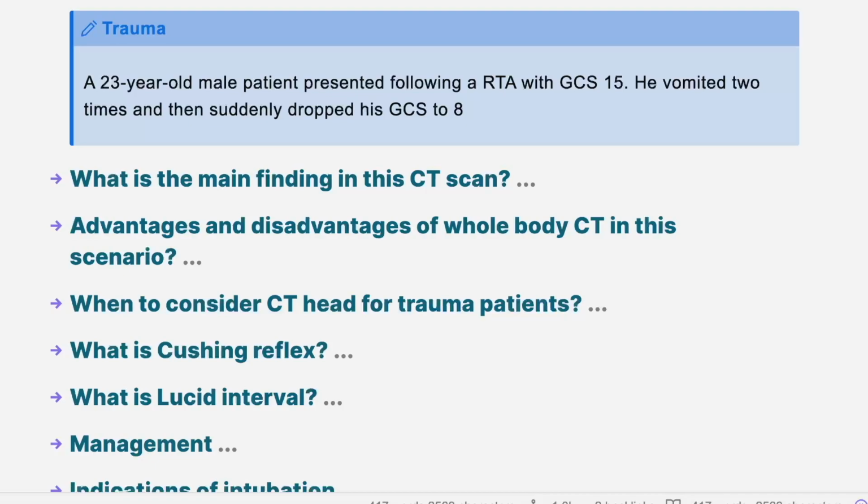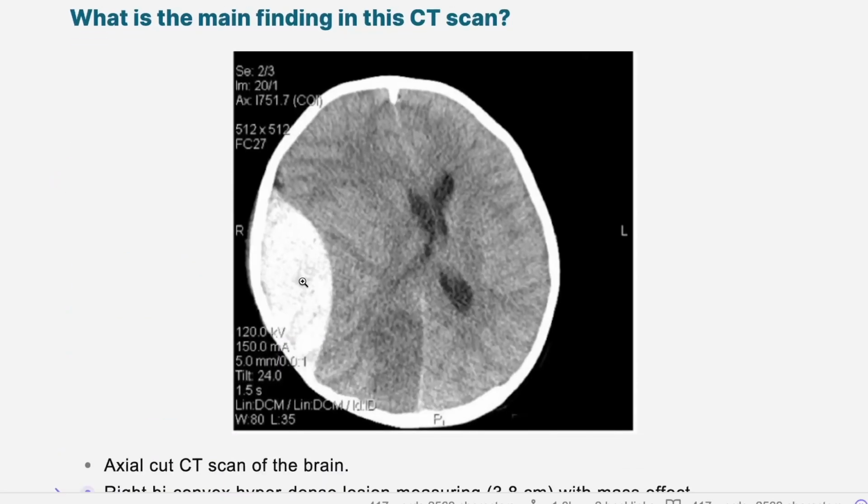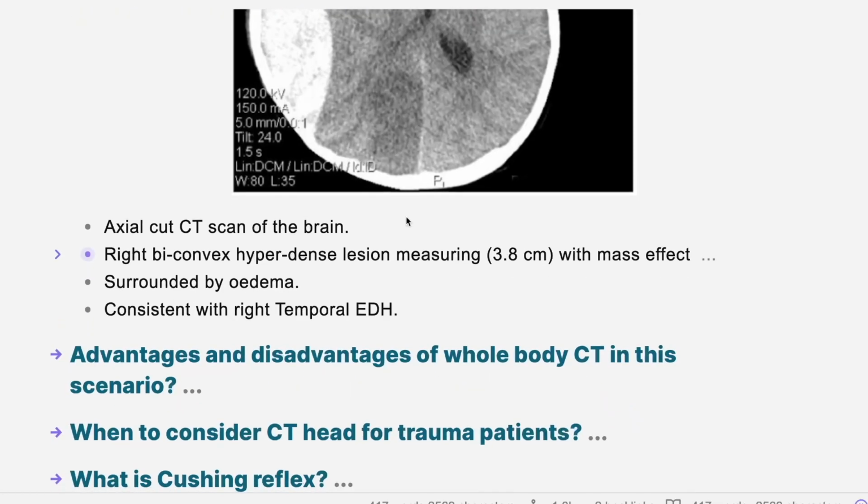A 23-year-old male patient presented following a road traffic accident with GCS of 15. The patient has vomited 2 times and then suddenly dropped GCS to 8. What's the main finding of the following CT scan? As you can see here, there is a biconvex, hyperdense right temporal lesion with compression of the ventricles, midline shift, and effacement of sulci, consistent with a right epidural hematoma.